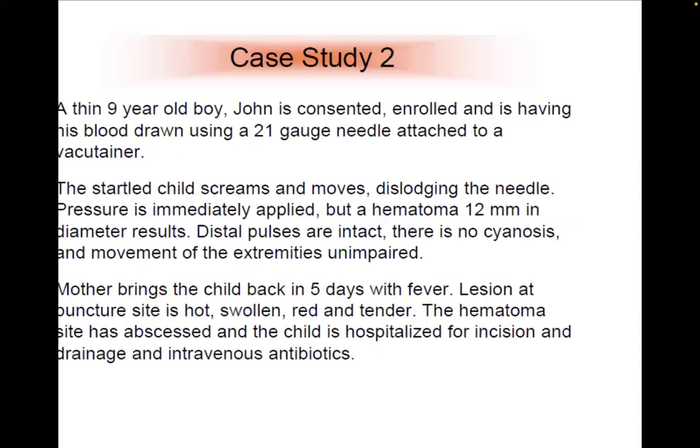Now, there is another case study. A thin 9-year-old boy, John, is consented and enrolled, having blood drawn using a 21 gauge needle. The child screams and moves, dislodging the needle. Pressure is immediately applied, but a hematoma 1/2 inch in diameter results. Distal pulses are intact. There are no signs. Mother brings the child back in 5 days with a fever. The patient experienced a fever. The lesion at the puncture site is hot, swollen, red and tender. That means the hematoma site has become an abscess with pus.